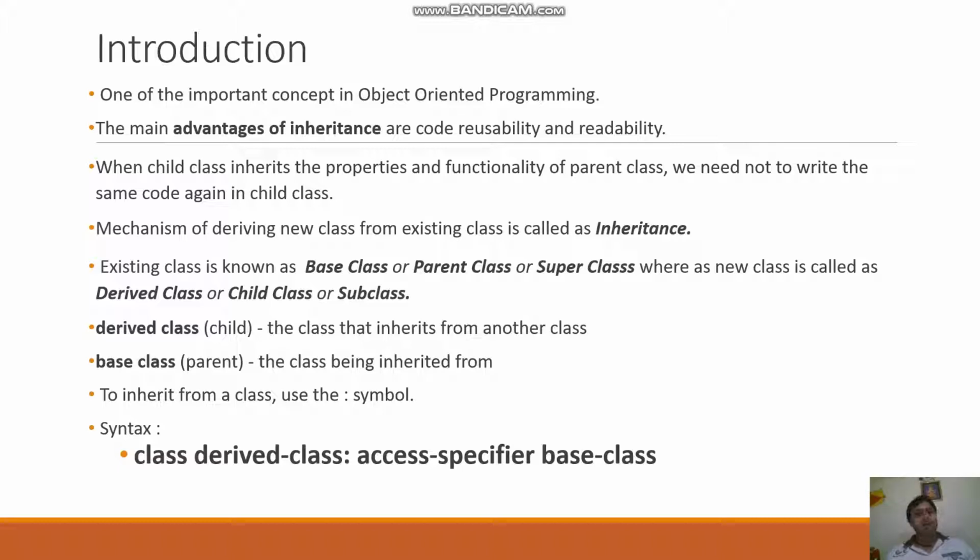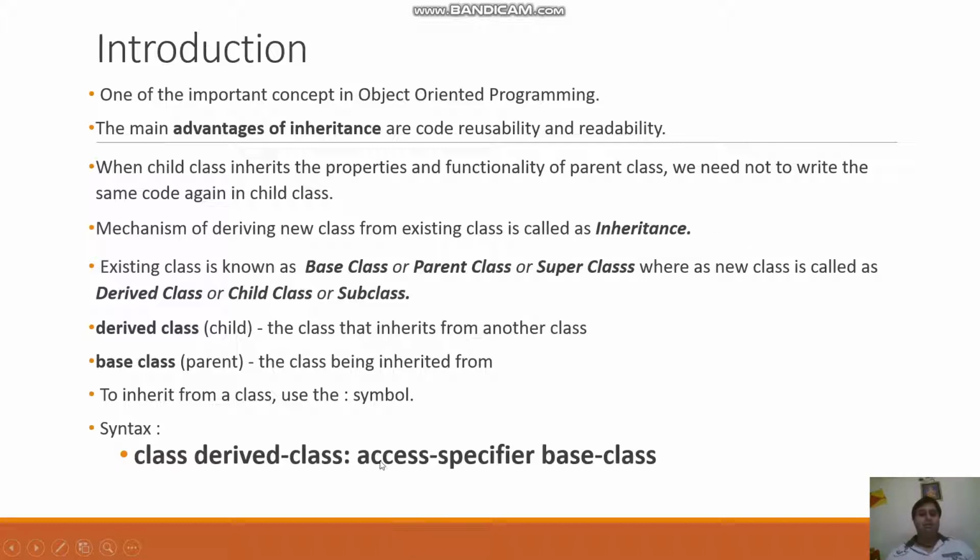So what is the advantage of inheritance? One of the important advantages is code reusability. That means we are going to reuse the same code from the parent class in the child class. As we discussed, it is a mechanism of deriving a new class from an existing class. The existing class is also known as a base class, parent class or superclass, whereas the new class is called a derived class, child class or subclass.